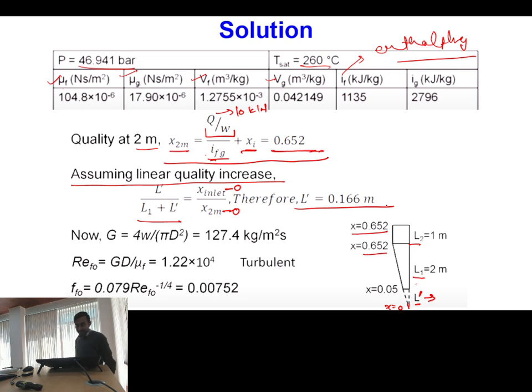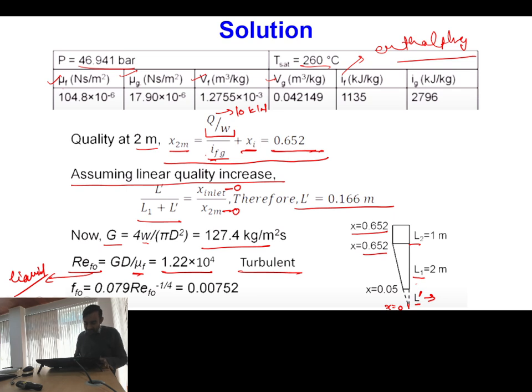Are all clear with this idea? Once I have done this, I can calculate my mass flux G. G will be equal to W divided by pi d squared by 4. Corresponding to this, I am getting mass flux as 127.4 kg per meter square second. Then I have calculated the Reynolds number by considering only liquid, so I am using the liquid viscosity. Using this, my Reynolds number is in the turbulent regime. Is this point clear? My Reynolds number is in the turbulent regime.